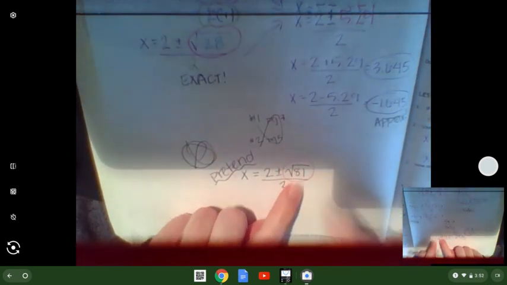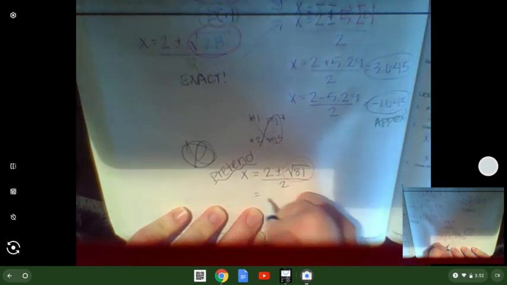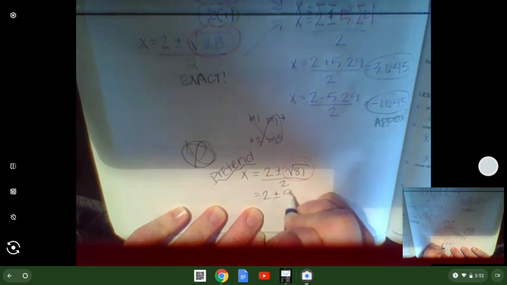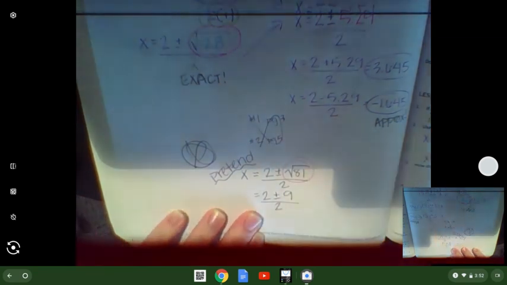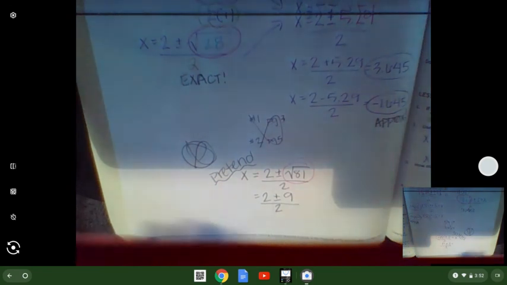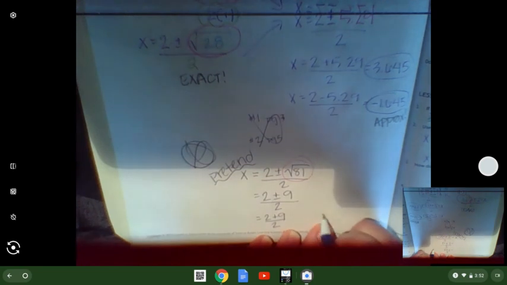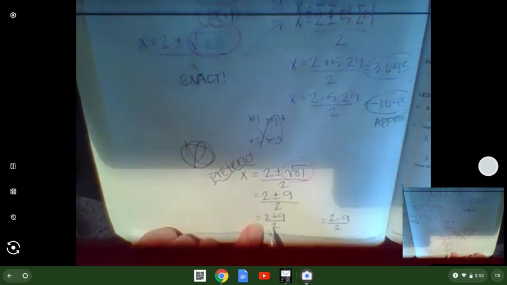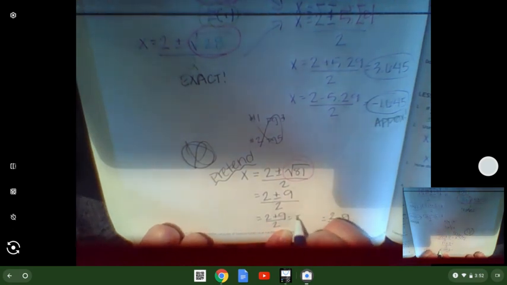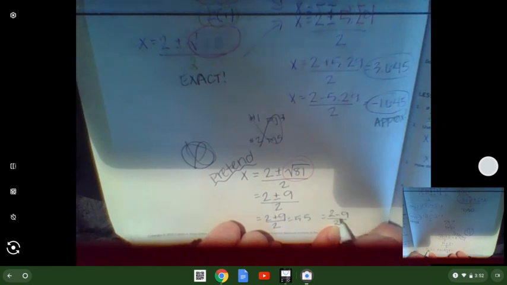But knowing the square root of 81 is 9, that means this is still exact. I've not rounded anything. There are no decimals in my calculator. So I can go to 2 plus 9 and divide by 2, and I can go to 2 minus 9 and divide by 2. 2 plus 9, hit enter, divided by 2, we get 5.5. And 2 minus 9 divided by 2, we get negative 3.5.